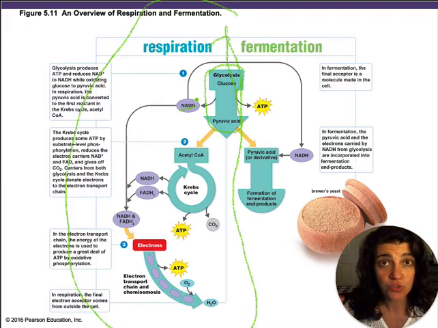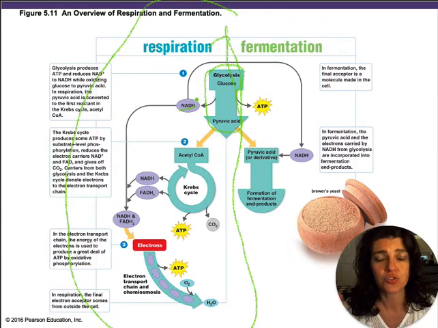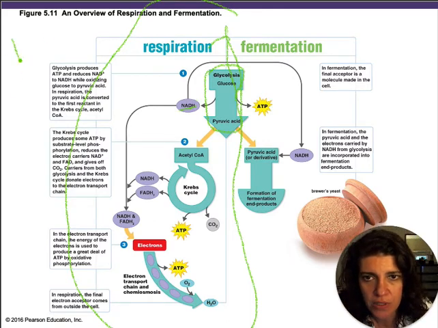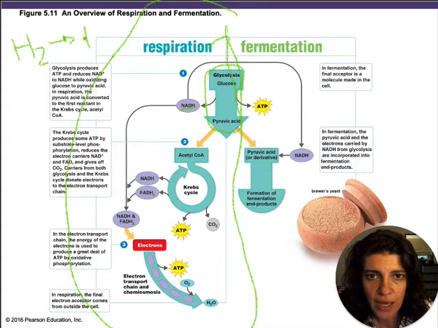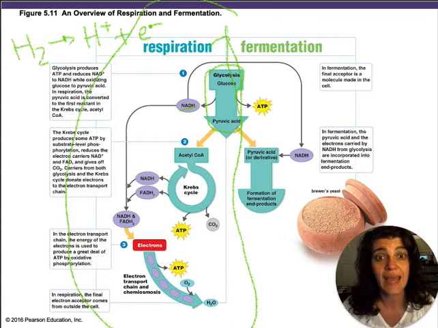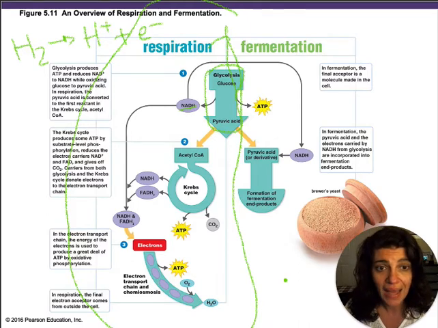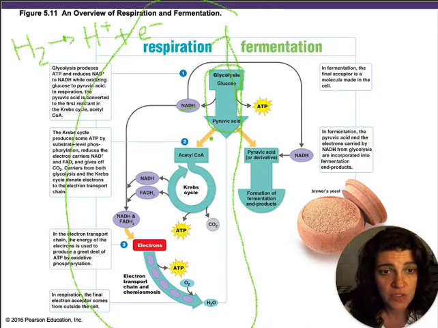NADH is an electron carrier, a cofactor that helps enzymes in this metabolic process to work. One of the things that it does is bring electrons. How does it bring electrons? Remember that a hydrogen atom can be divided into a hydrogen ion plus an electron. This is the electron that is being carried by NADH here. So then we move on, right?